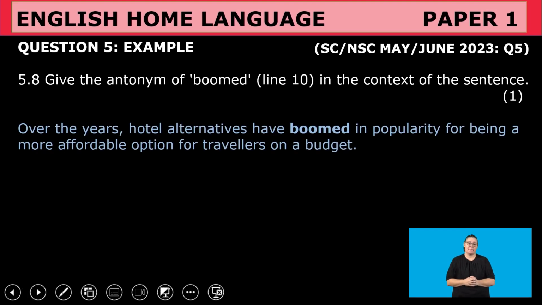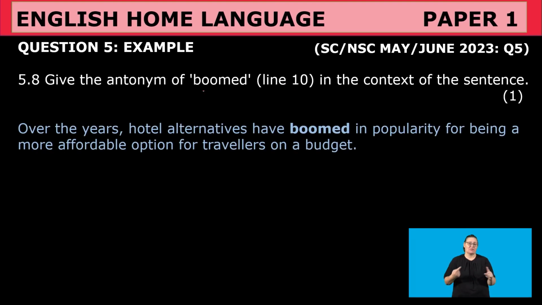Giving an antonym is the next question, of boomed in the context of the sentence. That's very important. You replace, of course, an antonym, opposite meaning, but it must fit into the sentence. Over the years, hotel alternatives have boomed in popularity for being a more affordable option for travelers on a budget.